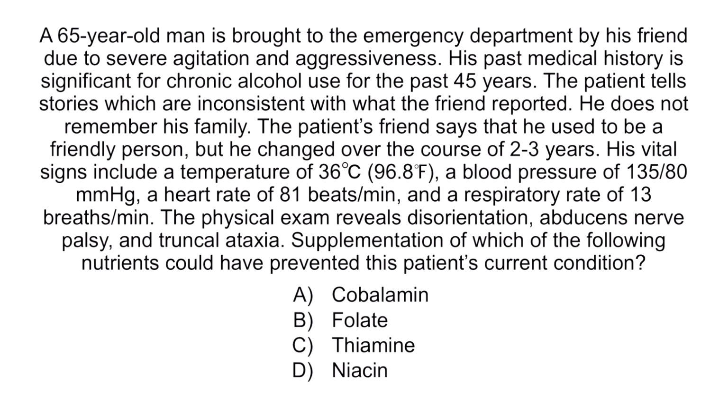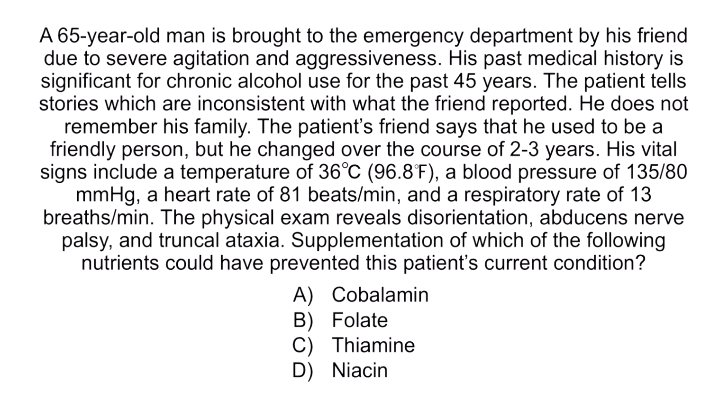A 65-year-old man is brought to the emergency department by his friend due to severe agitation and aggressiveness. His past medical history is significant for chronic alcohol use for 45 years. The patient tells stories which are inconsistent with what the friend reported. He does not remember his family. The patient's friend says that he used to be a friendly person, but he changed over the course of 2 to 3 years. His vital signs include a temperature of 36 degrees Celsius, blood pressure of 135/80, heart rate of 81, and respiratory rate of 13.